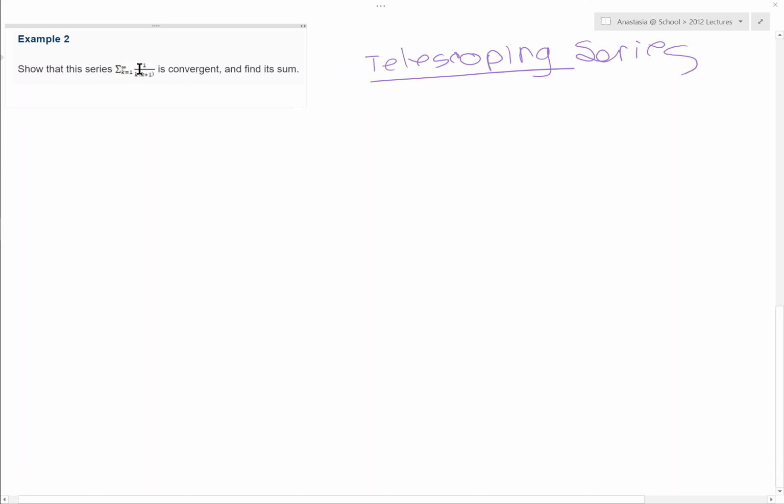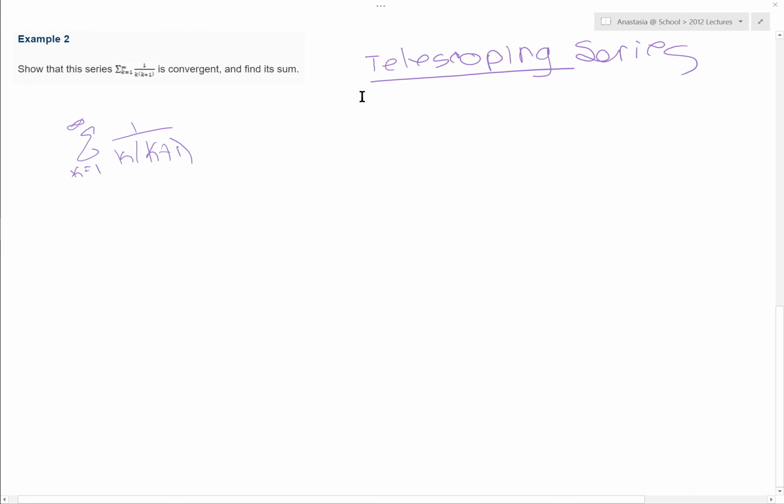So one example of a telescoping series is this sum from k equals 1 to infinity of 1 over k times k plus 1. Now we've been asked to show that the series is convergent and find its sum. So we are told that it converges, which means that it's going to have a finite sum, and the sequence of partial sums from this series is going to have a finite value, and that value is the sum.